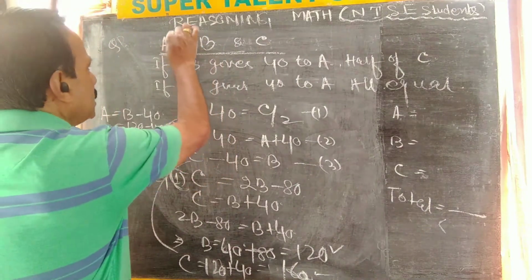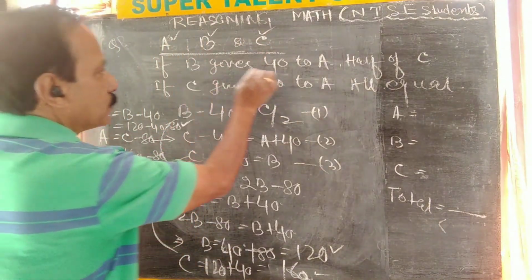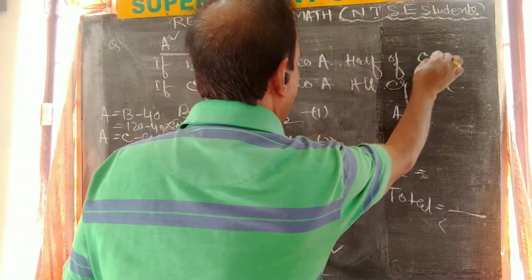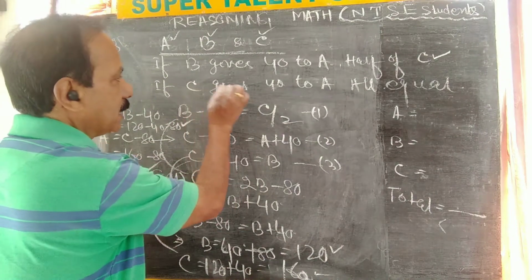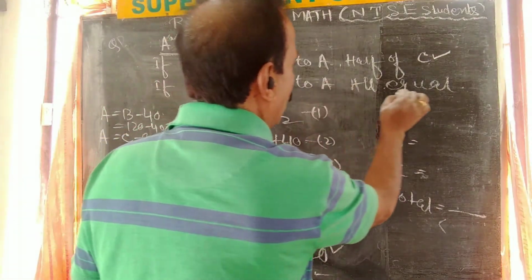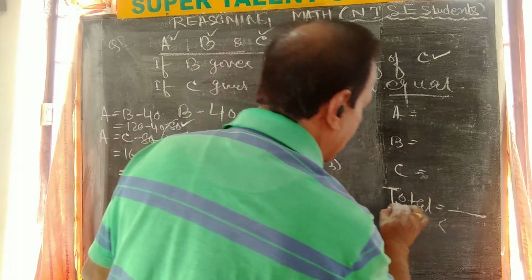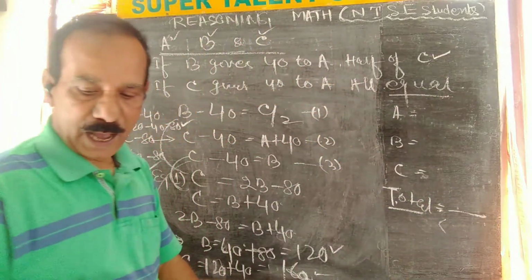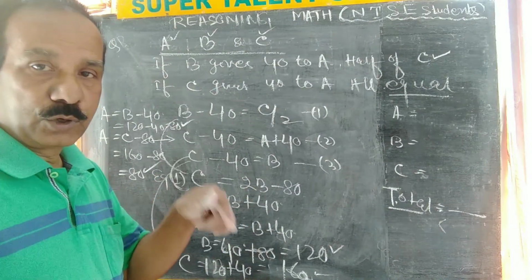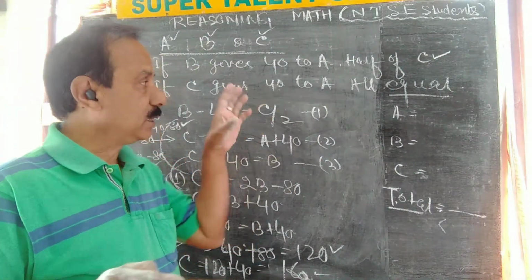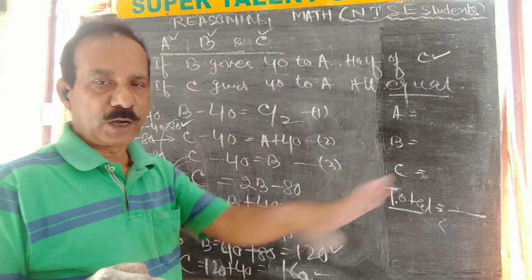Now see, A, B, C are people. If B gives 40 to A, it will be half of C. Understand the question. Then if C gives 40 to A, all will be equal. Find A, B, C, but the question asks to find the total. You see how long this question is, how easily it can be solved. Just put your brain, keep concentration and understand the problem, taking your own time. Don't be worried at all.